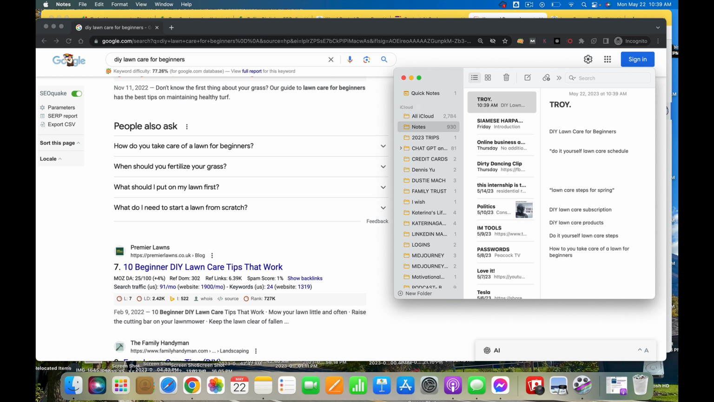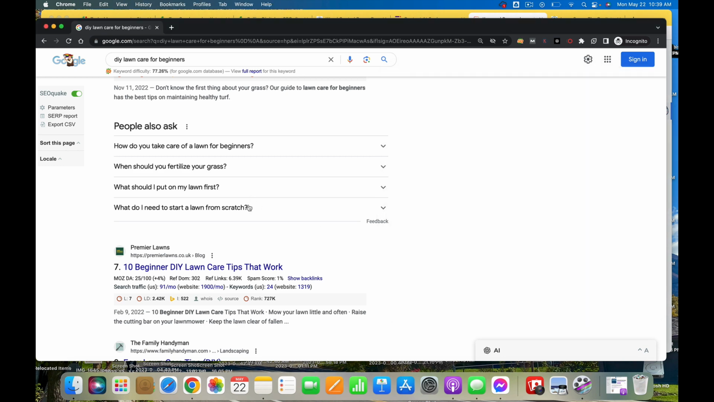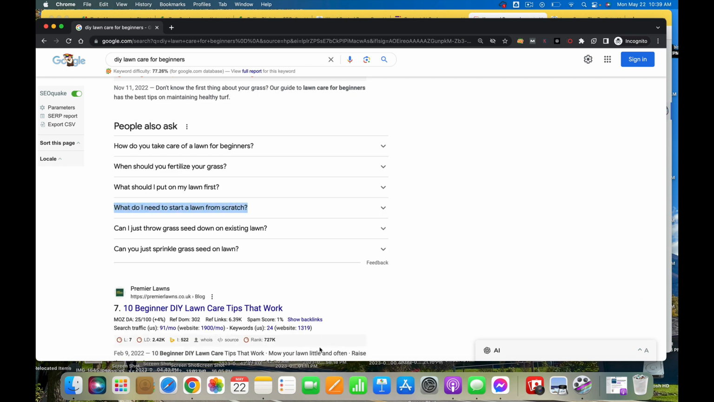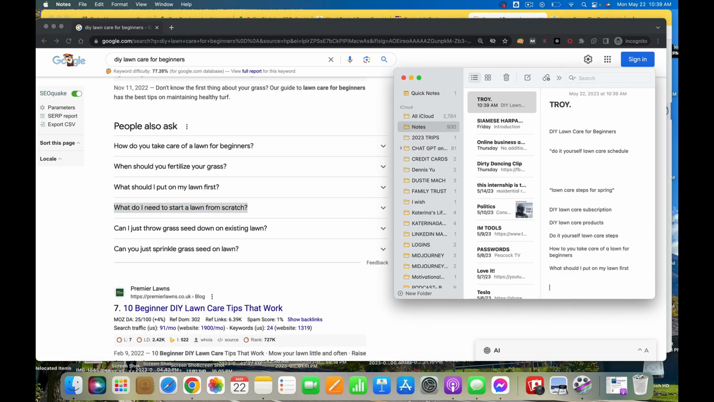And then, when should you fertilize your grass? I wouldn't put that in there because that would be a different article. What should I put on my lawn first? That might be, let's put that, let's go see first if that's, we're going to want to spin that too. The soil should be tested, right? What do I need to start a lawn from scratch? Now that's going to be a totally different topic, but I really like that. Let me see, as a new article. So I'm just going to put on my notes here different so I don't get them mixed up.